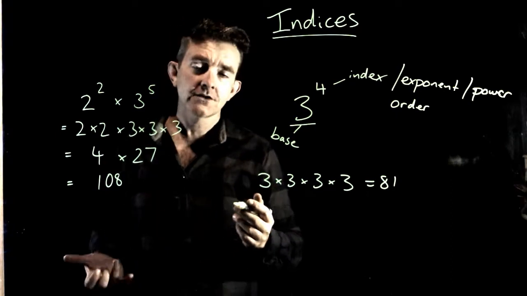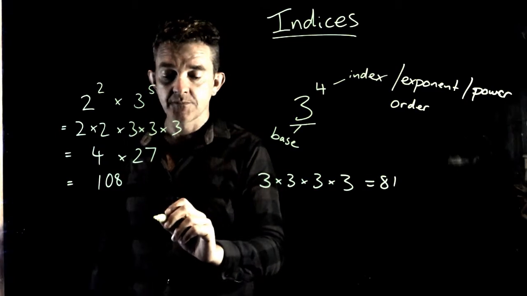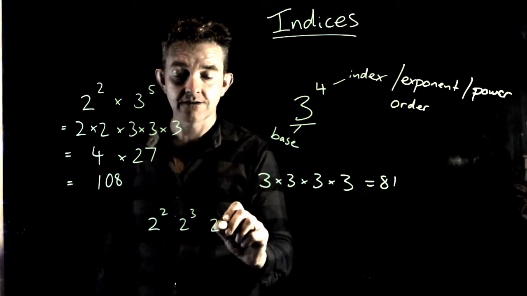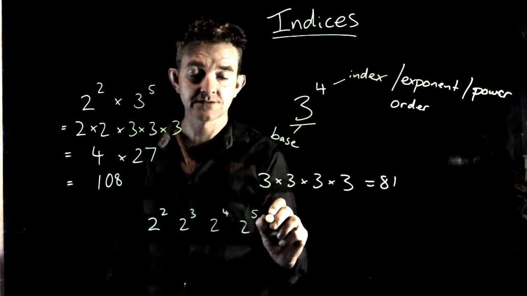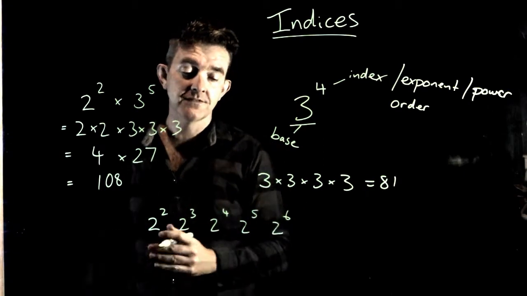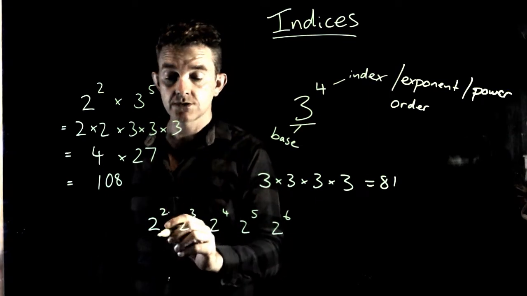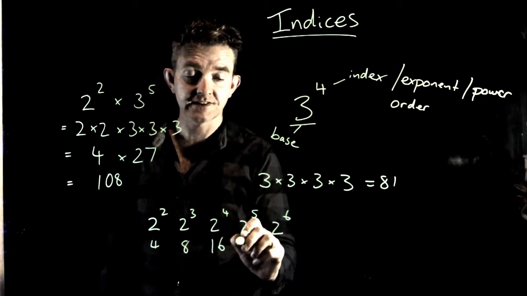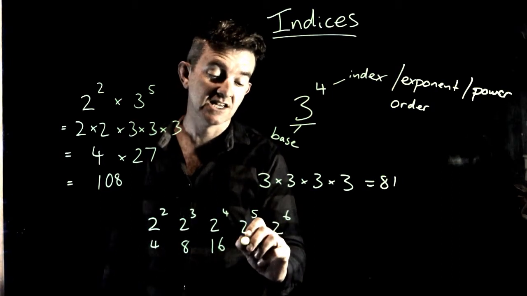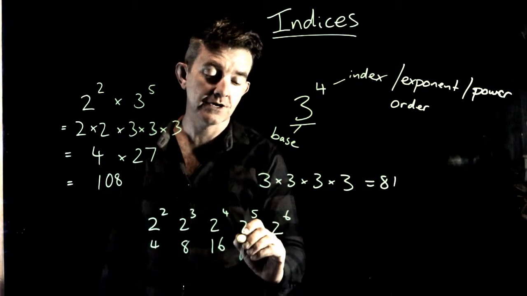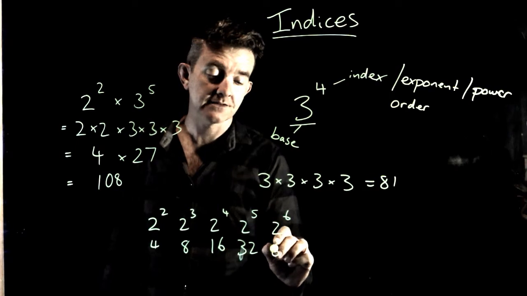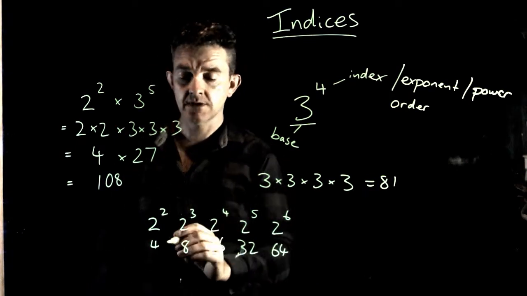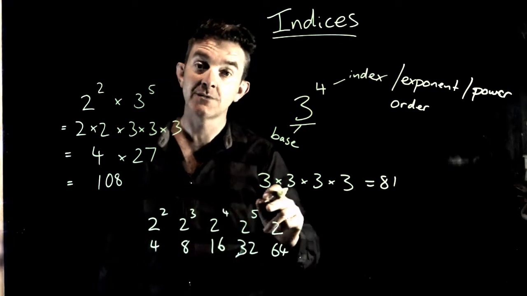So there's a lot of common ones that you should probably get familiar with, like 2 squared, 2 to the power of 3, 2 to the power of 4, 2 to the power of 5, 2 to the power of 6. They're very, very common ones that you'll find. 2 squared is 4, 2 cubed is 8, 2 to the power of 4 is 16, 2 to the power of 5 is 32, and 2 to the power of 6 is 64. So you'll notice a pattern there. You'll notice that they are doubling each time, which is not a surprise because each time they're being multiplied by another 2.